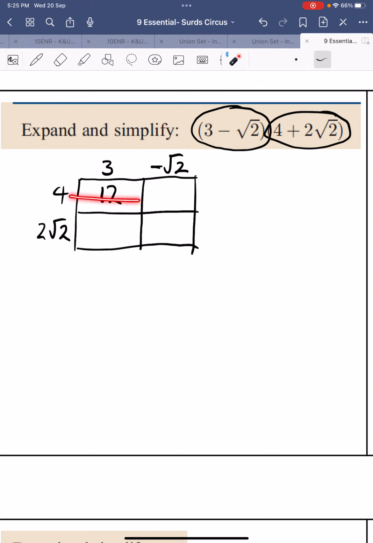And in this grid here, we've got 4 times root 2. So 4 times root 2, isn't that just 4 root 2? But notice we've got a negative, so that's negative 4 root 2.